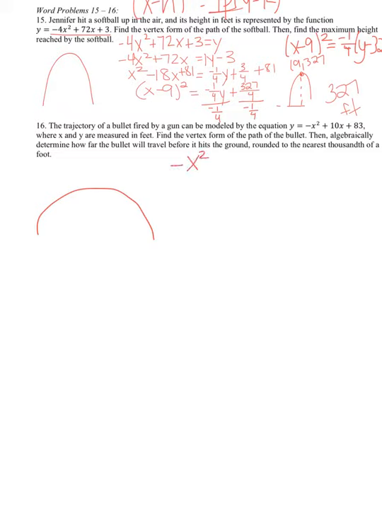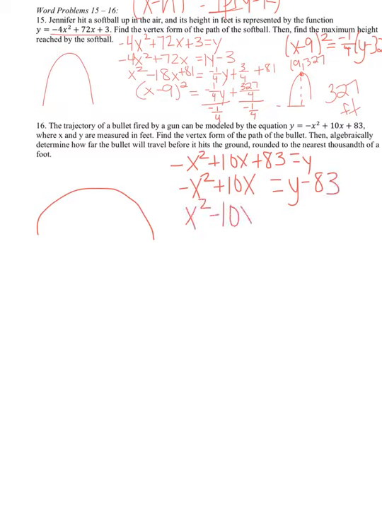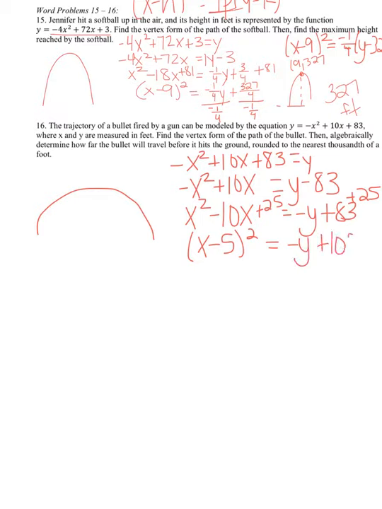So negative x squared plus 10x plus 83 equals y. I'm going to subtract the 83 over first, equals y minus 83. Now I divide by negative 1. So this is now x squared minus 10x equals negative y plus 83. So now I can go into completing the square. So half it, square it, and then add it back. So x minus 5 squared equals negative y, and then 83 and 25 give me 108, so plus 108.